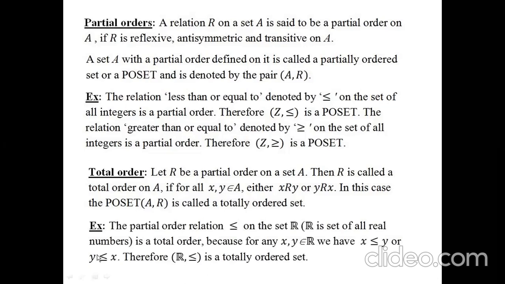Example, the relation less than or equal to on the set of all real numbers is a total order because for any x, y belonging to the relation R, we have either x is less than or equal to y or we can have y is less than or equal to x. So for any relation R which is on the set of all real numbers, (R, ≤) is a totally ordered set.